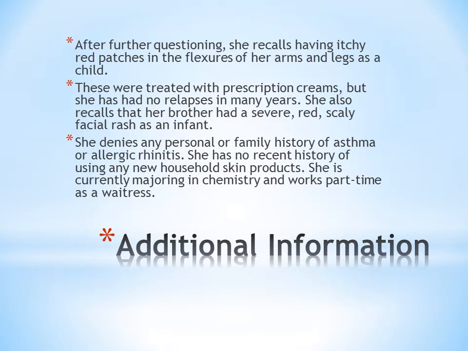Okay, so after further questioning, the patient recalls that she's had an itchy rash in the folds of her arms and legs as a child, and that these rashes were treated with prescription creams, but she hasn't had any relapses or any new rashes for several years. She also recalls that her brother had a severe scaly rash as an infant. Why is this important? Because people with atopic dermatitis or eczema often have a family history of another family member with similar rashes.